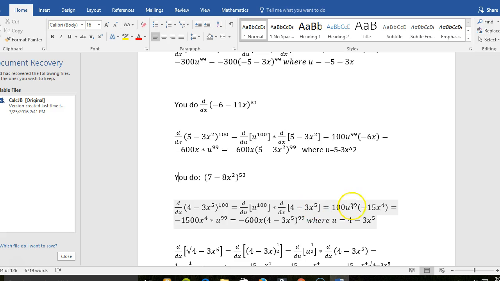That's going to be negative 15x to the 4th. So we have this guy right here times this guy right here. Now, by the rules of arithmetic, 100 times negative 15 is negative 1500. And then this x to the 4th, I just brought it right here. And then times, this times sign is really superfluous, but we'll keep it. So times u to the 99th power right there.